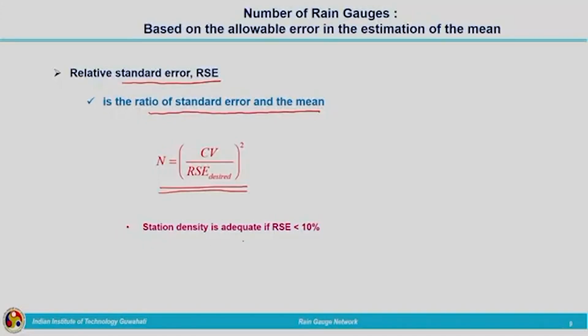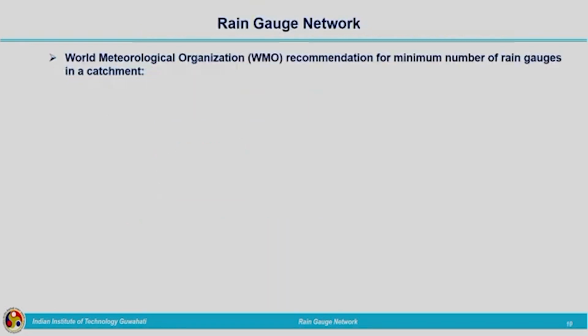After getting the desired number of rain gauges, based on the existing number, we can calculate the extra numbers required. Station density is adequate if RSE, the relative standard error, is less than 10%. We can make sure that the station density is adequate.